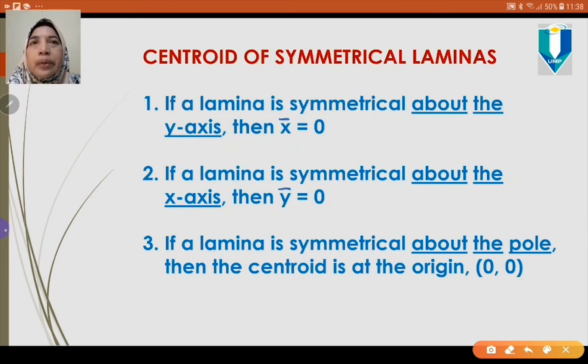Sometimes you need to find the centroid of a lamina which is symmetrical about the x-axis or the y-axis. If the lamina is symmetrical about the y-axis, x bar is 0. When the lamina is symmetrical about the x-axis, y bar is 0. If the lamina is symmetrical about the pole, then the centroid is at the origin. Let's look at an example where the lamina is symmetrical about some axis.